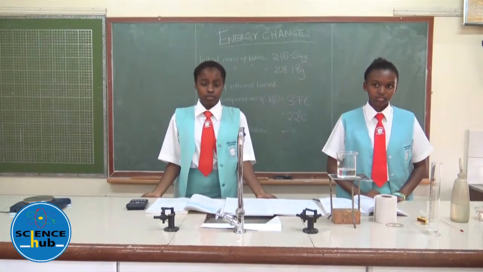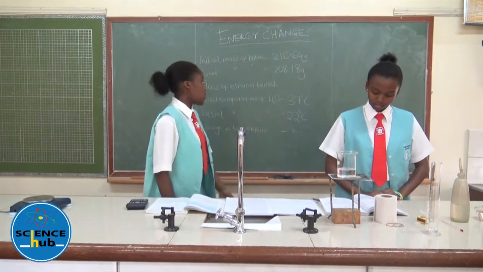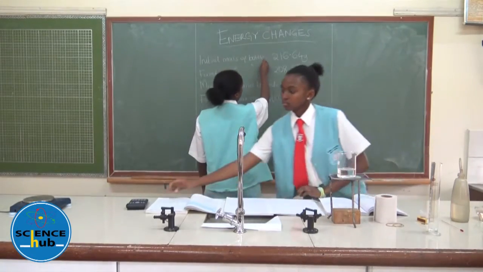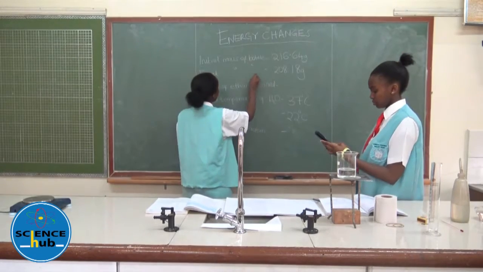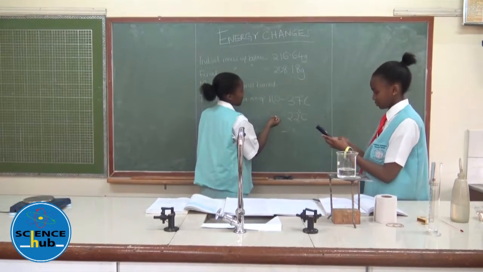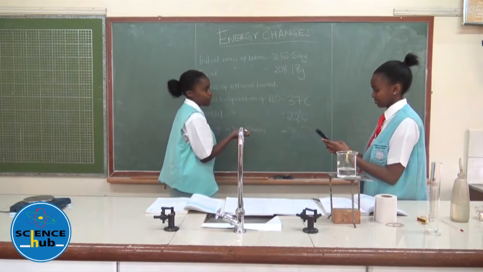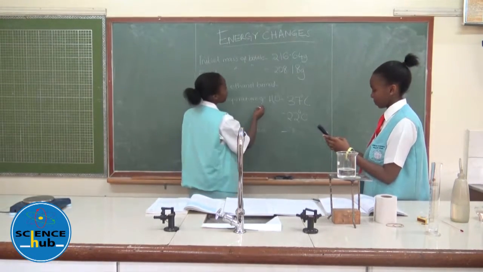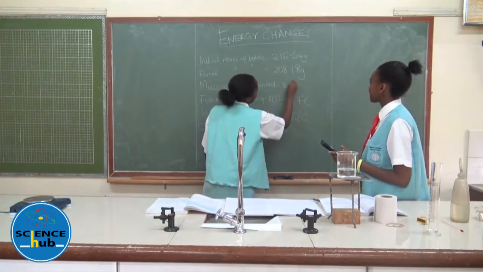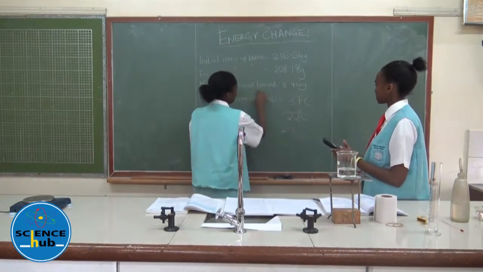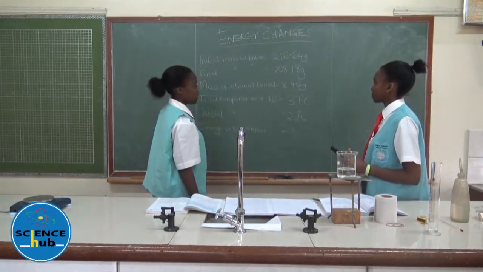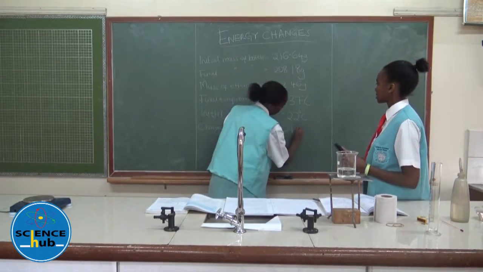We're going to work out the molar heat of combustion of ethanol. We'll start by finding out the mass of ethanol. This will be the initial mass minus the final mass, and we'll get 8.46 grams. This will be the mass of ethanol used. And then we get the change in temperature by subtracting the initial from the final. We get 15 degrees Celsius.